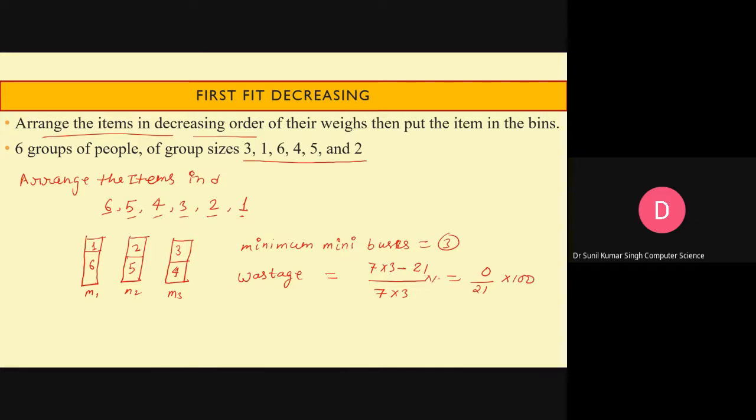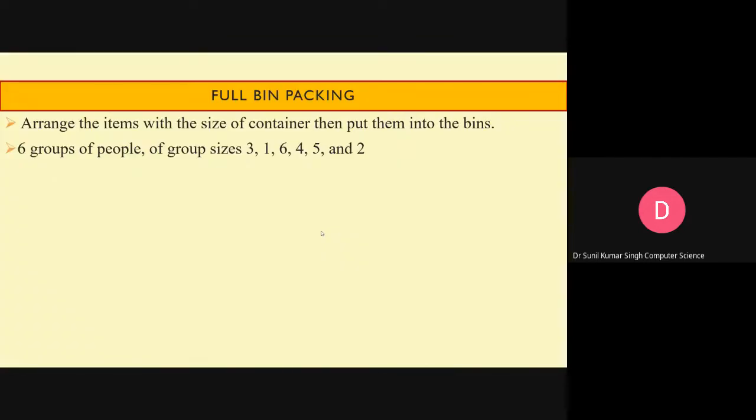Into 100, so we can say that 0% wastage. And in terms of utilization, it will be 100% utilization. So you can see, if we look at the first fit algorithm and the first fit decreasing algorithm, first fit decreasing is giving better performance for this particular example, right?